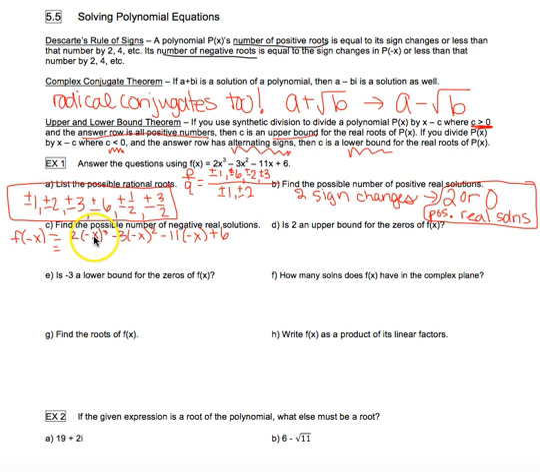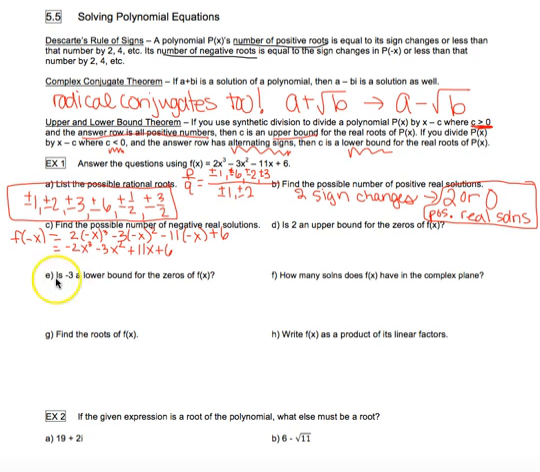So negative x times negative x times negative x, which is what this is telling me to do, is negative x cubed, times 2 is negative 2x cubed. Here, the squared, negative x times negative x is positive x squared. Positive x squared times negative 3 is negative 3x squared. Negative 11 times negative x is positive 11x, and then obviously this plus 6 doesn't change.